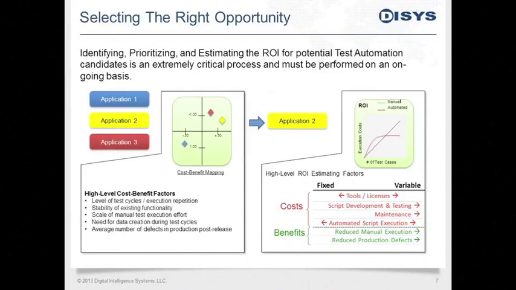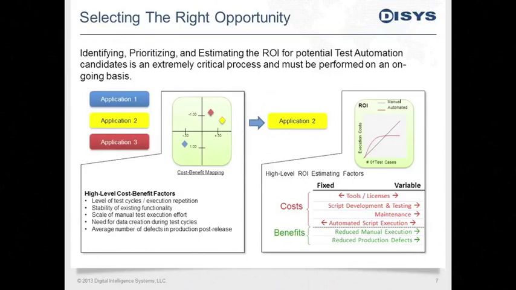So here we have just a few graphics with 3 applications, and we're looking at the high-level cost-benefit factors. Determining the level of test cycles and execution repetition is certainly a factor on whether to automate. Of course, stability of the functionality, can it be scaled, need for data creation, all these considerations when you are creating an automation strategy need to be considered before you come to an actual ROI and the optimization of your testing effort.